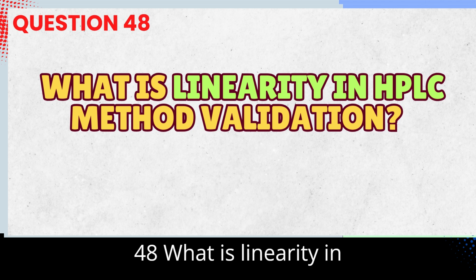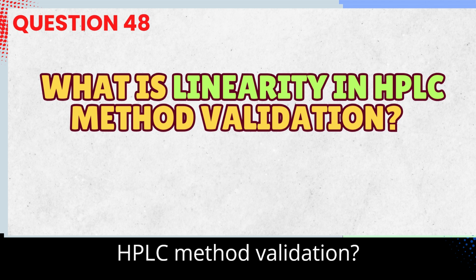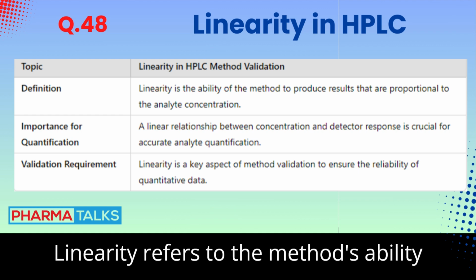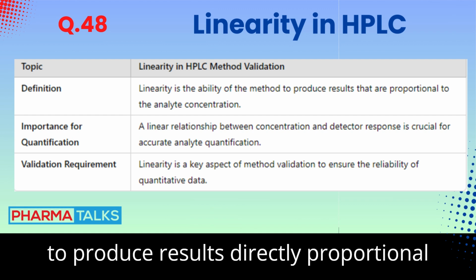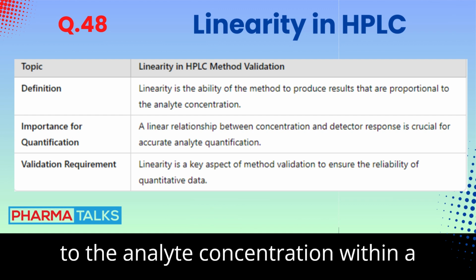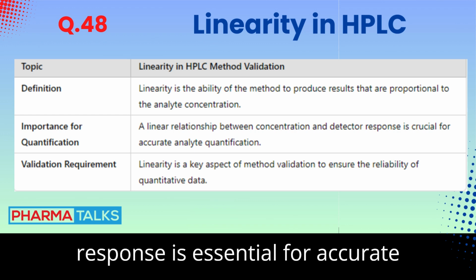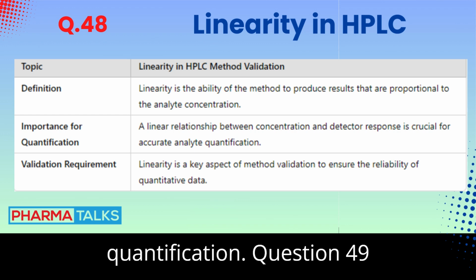Question 48. What is linearity in HPLC method validation? Answer. Linearity refers to the method's ability to produce results directly proportional to the analyte concentration within a given range. A linear relationship between concentration and detector response is essential for accurate quantification.